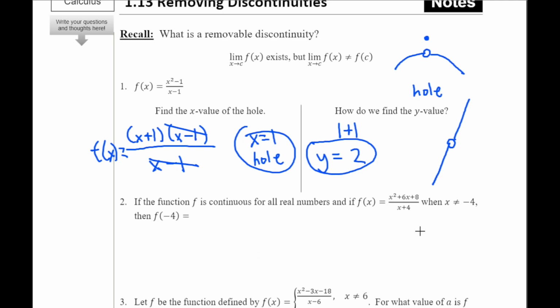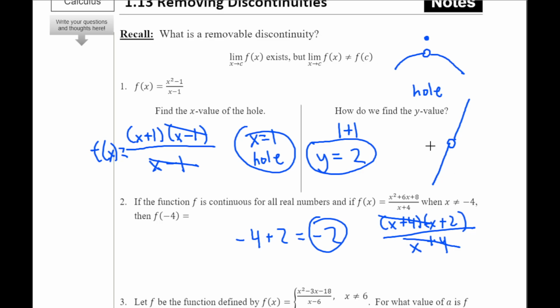So let's first factor this out here. X plus 4 times x plus 2 over x plus 4. And you see the x plus 4 in the top and bottom cancels out. So we just plug the -4 into here, into the x plus 2. It's going to be -4 plus 2 equals -2. So f of -4 should be -2 right here, just like this.